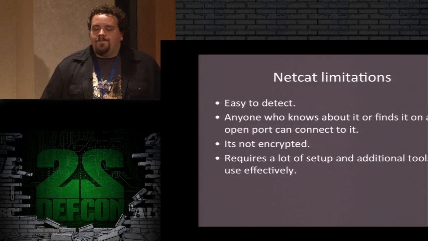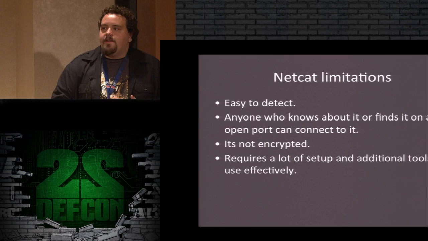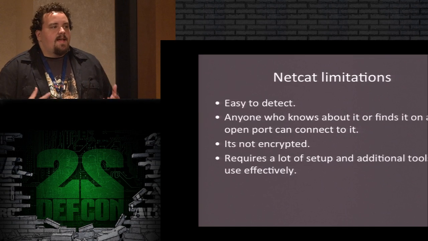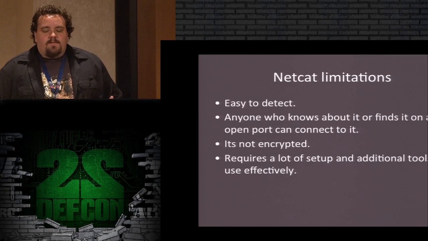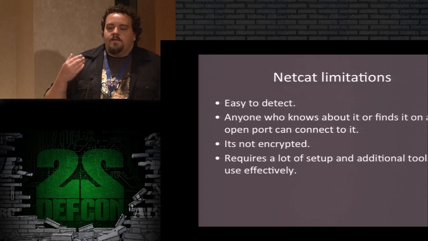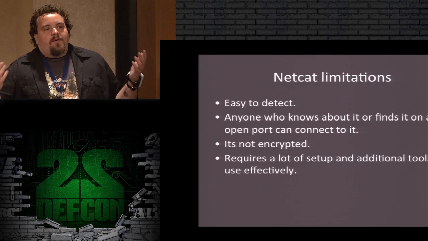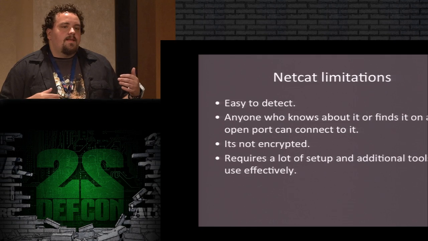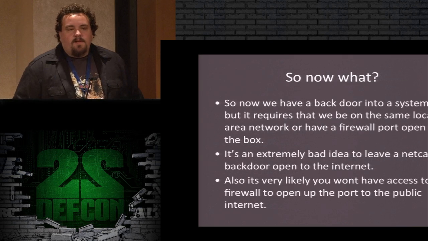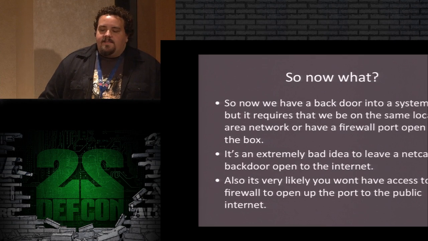So, netcat. At this point we've built a backdoor into both Windows and Linux, and we've got ways to get into it. But netcat's kind of rough, right? We can only connect to it if we're on the local area network. It's not encrypted. It's kind of dangerous to leave it open to everyone. I don't want to open a port on my firewall and allow remote access to it, because that would be bad. It's not encrypted. So what else could we do with this? How could we get past a firewall easily and get back to this netcat instance?